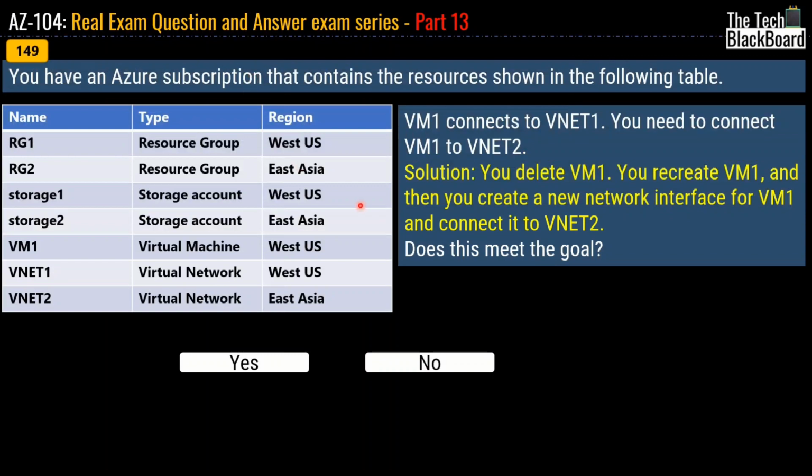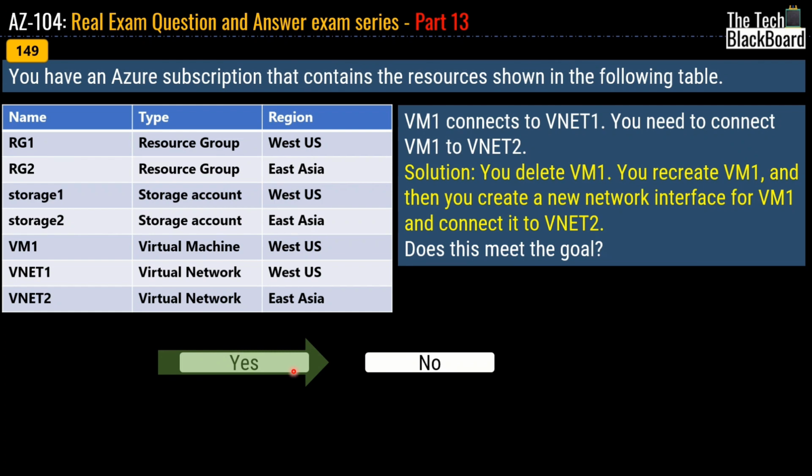The question is exactly the same. However, this time the solution is that you delete virtual machine 1 and then you recreate virtual machine 1, and then you create a new network interface for virtual machine 1 and connect it to virtual network 2. Does this meet the goal? And the correct answer for this question is yes, this meets the goal.